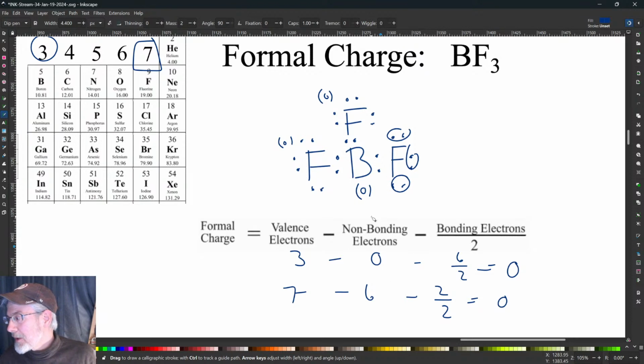So those are formal charges. We use those to figure out if our Lewis structure is good. So if there's 0, that's good. That's what we want, to have it as close to 0 as possible.